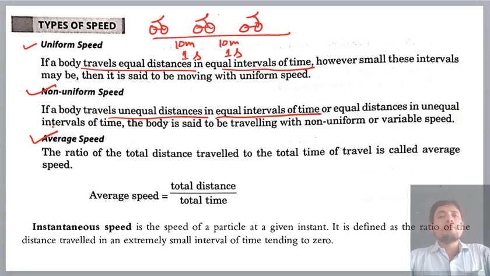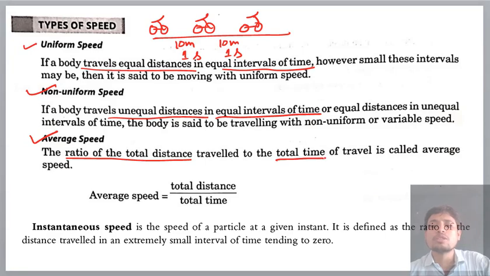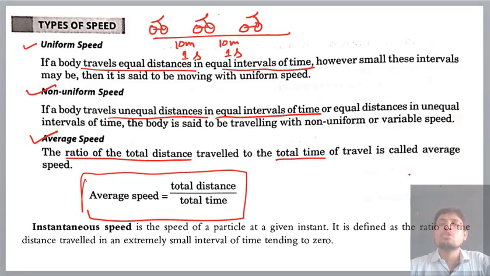Suppose you are moving in the market and you start the journey from home and go to the market. Then sometimes you will move slow, sometimes you will move fast. Then what is your total net speed of the whole journey? That is defined by the average speed. And average speed is the ratio of the total distance to the total time taken. Hence the formula will be average speed equal to total distance upon total time.